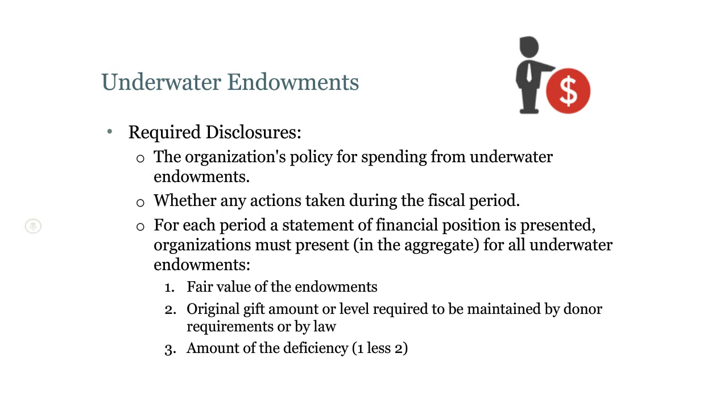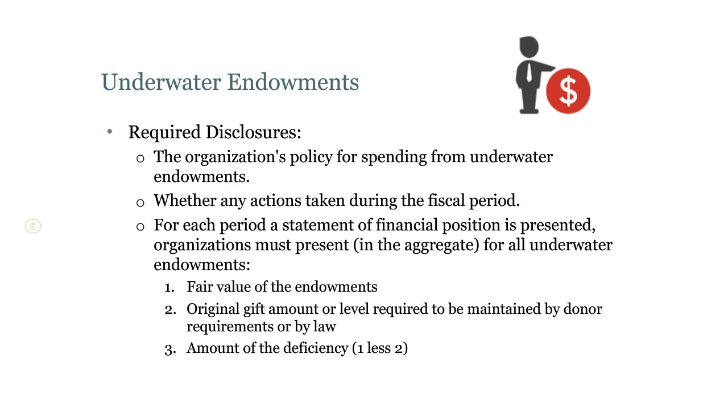So you have to have a disclosure on what is the organization's policy on spending from underwater endowments, because under UPMIFA you are allowed to spend if you have an underwater endowment. You can continue to spend out of that and go into the corpus, but you don't have to. And so this new standard is saying, what is the organization's policy? And you need to disclose that. If you have underwater endowments, do you still spend out of them? Do you not? Do you do it to a certain level? So that needs to go in your financial statements at this point.